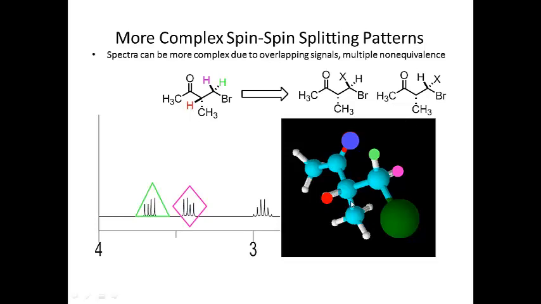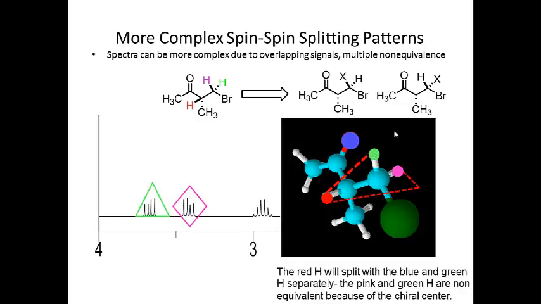The red and the green are going to couple. That's going to give me a doublet. And then the red and the pink would also couple, and that'll give me a doublet. Because of that chiral center, these two protons are not equivalent. They're diastereotopic. Each of them will give its own signal, and they will also split one another. So not only do they split with the neighboring protons, they also split with one another. I hope this helps. If you have any questions, ask me in class tomorrow, because we're going to work on this. All right, thanks.